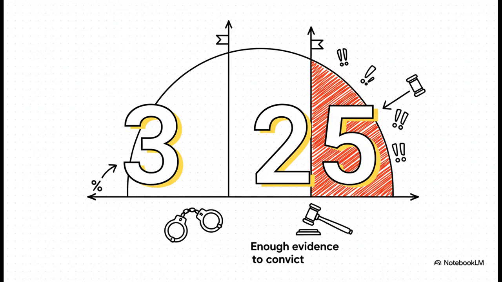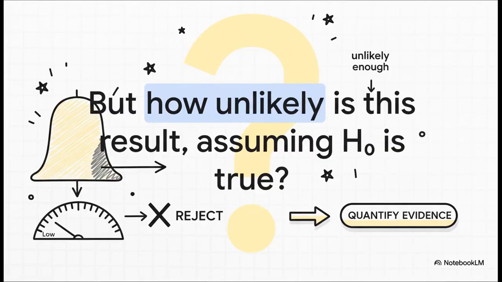But this makes you wonder, doesn't it? I mean, we know our result was unlikely enough to cross our line in the sand. But can we be more precise? Can we put an exact number on just how surprising this evidence is?